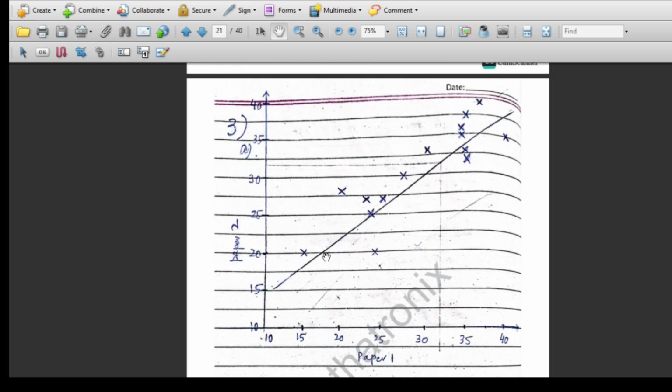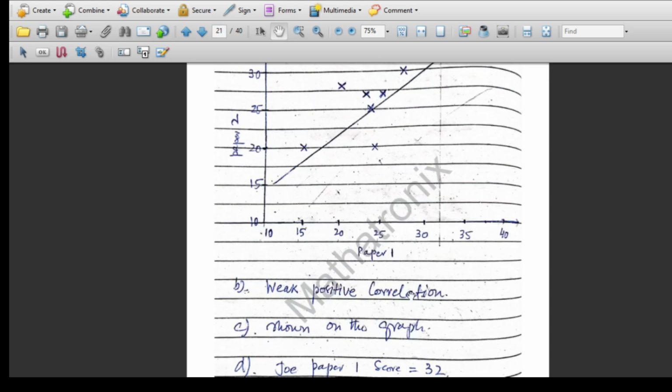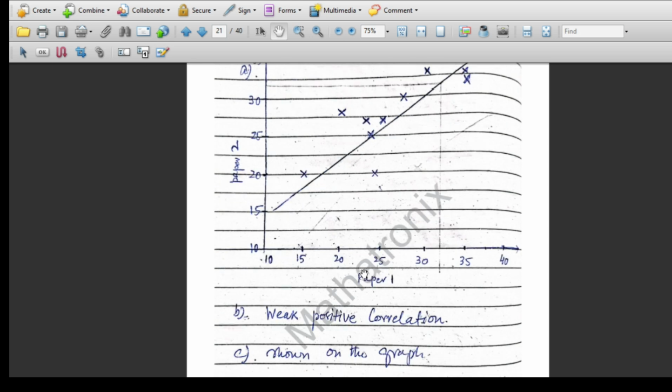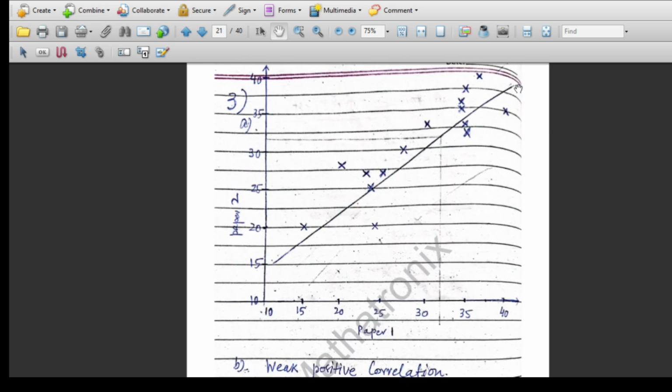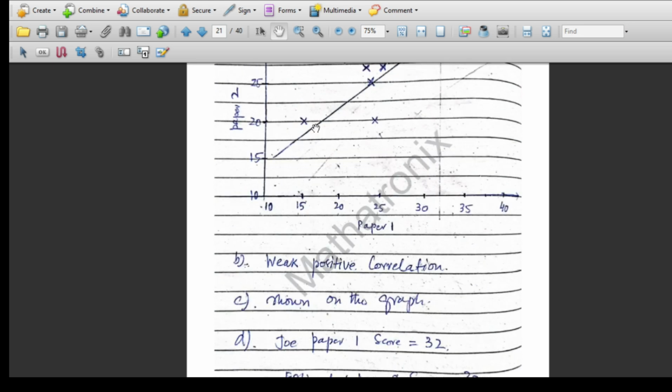Although the numbers are increasing, the paper 1 numbers increasing and the paper 2 numbers also increasing, here we have large variation. So this is a weak positive correlation, and on a diagram we draw a best fit line that is close to all data points. This is shown here, and this is just an estimation.